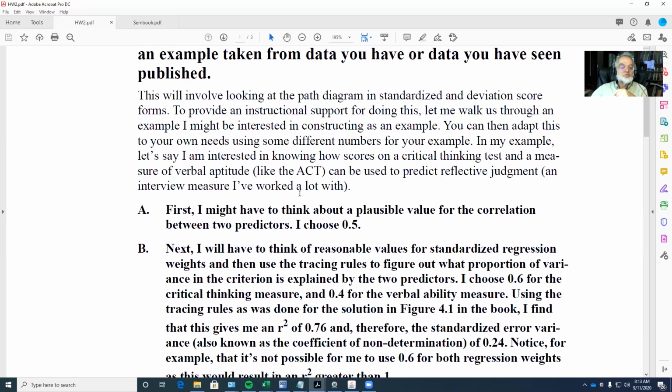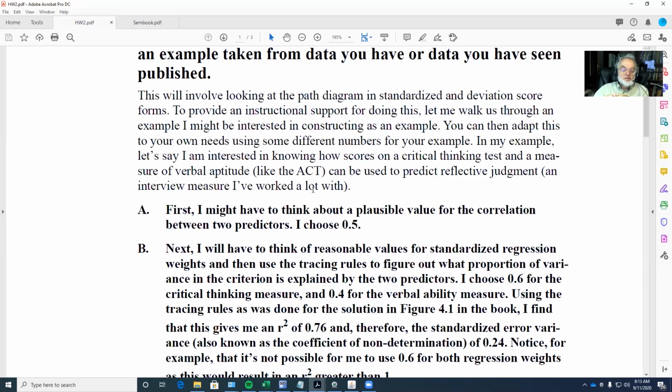You'll pick different correlations, different regression weights, but this is how I would do it if I were in the class doing an assignment. In my example, I've done a lot of work in how college students change, from freshman year to people like you to people who are about to defend their dissertations. And the construct that I'm interested in is something called reflective judgment, which is an interview measure. I can gab all day about that.